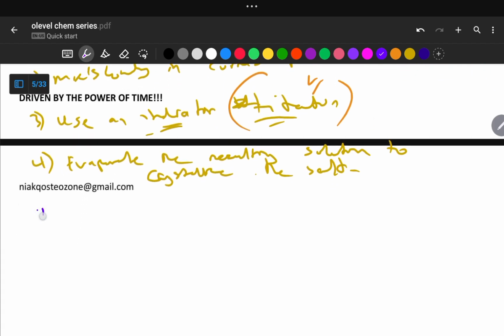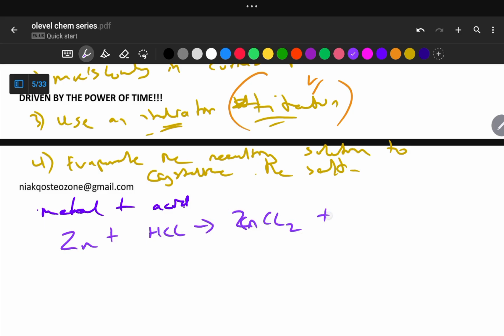So we're going to react a metal plus an acid, right? So let us say we are having zinc plus hydrochloric acid to give zinc chloride plus hydrogen gas, right? And then to balance this equation, we need a 2 here. So first we need to identify the suitable reagent for the salt which we want to make. So here we want to make zinc chloride, so we are going to use zinc as the metal and hydrochloric acid as our acid.